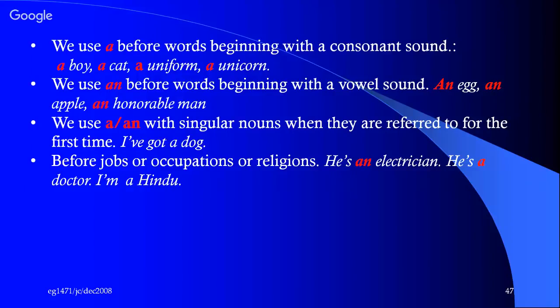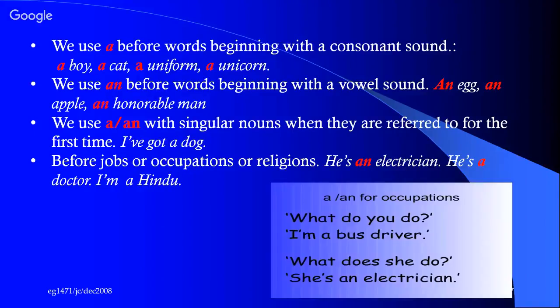We use an before words beginning with a vowel sound: an egg, an apple, an honorable man. We use a or an with singular nouns when they are referred to for the first time. I've got a dog. Before jobs or occupations or religions: he's an electrician. He's a doctor. I'm a Hindu. A or an for occupations. What do you do? I'm a bus driver. What does she do? She's an electrician.